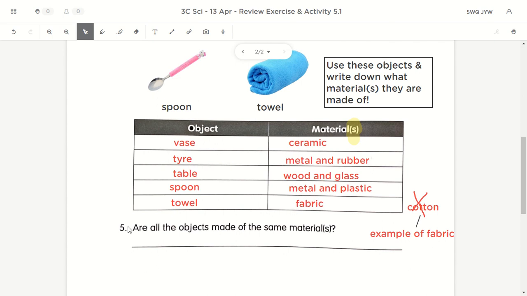Okay, so for the last part, are all objects made of the same material? The keyword here is same. Are they all made of the same material? The answer is no. Simple as that. Alright, so these are the answers for yesterday. Today we will proceed to finish up page 31, which is the second part of activity 5.1, and later on I will guide you through it in the next video.